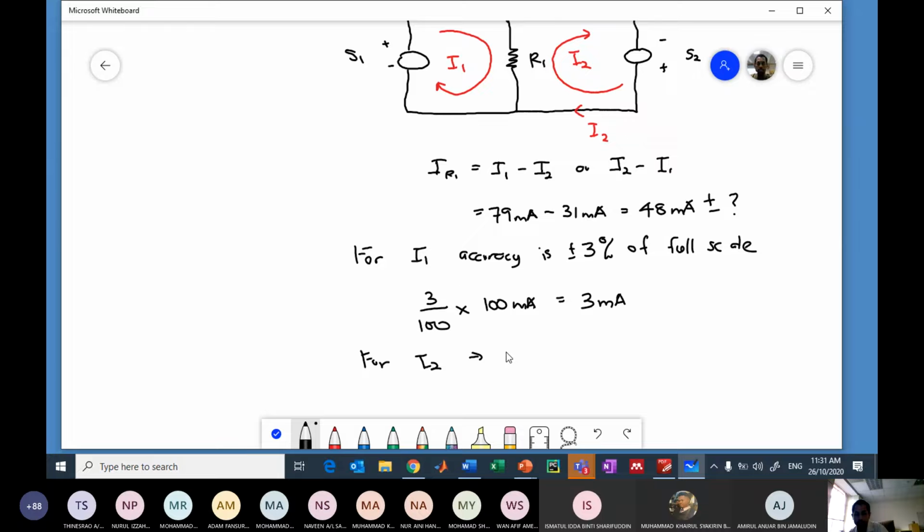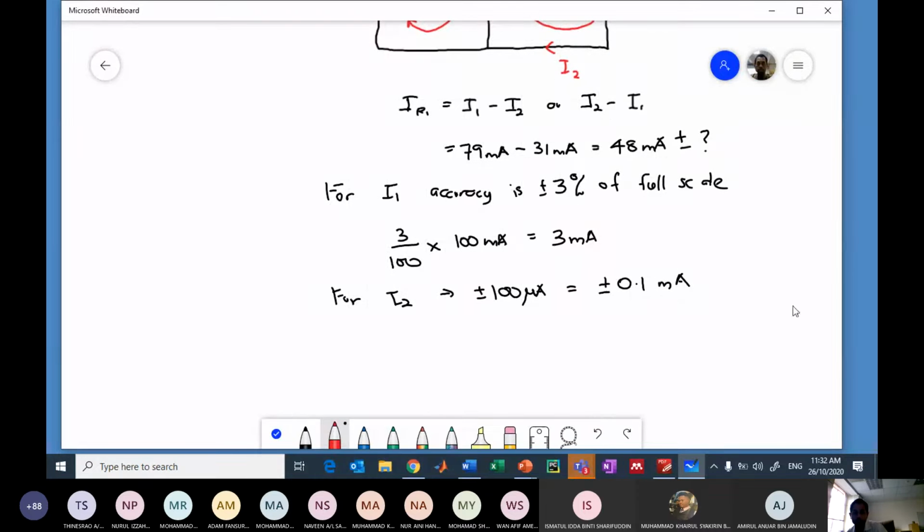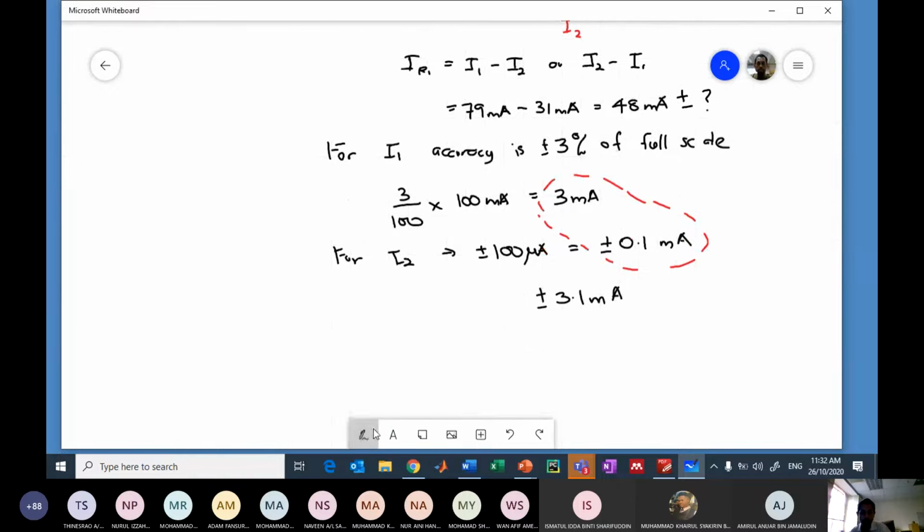So for meter number 2, the error is already given as plus minus 100 microamp. So this is equivalent to plus minus 0.1 milliamp, because 100 micro is equivalent to 0.1 milli. So now we can add this together to get a total value of 3.1. So we add this together from meter 1 and meter 2. We get plus minus 3.1 milliamp. So our answer should be 48 milliamp plus minus 3.1 milliamp.